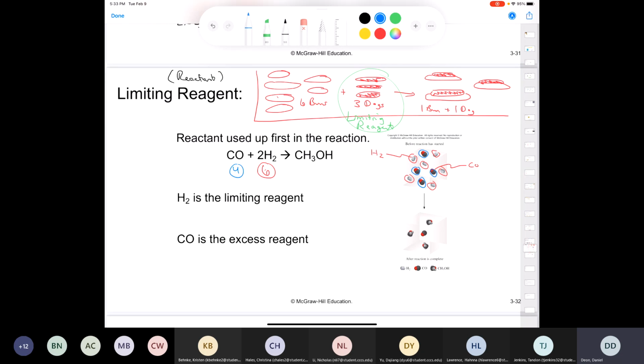But the problem is the ratio isn't 1 to 1 like the buns and the wieners. It's a little more complex. The ratio is 1 to 2. So even though we have more molecules of hydrogen, it is the limiting reactant, because for every 2 H2s, I only consume 1 CO. Let me just draw it over here. If we tally it up, we have a total of 6 H2. Look, we have 2 H2s, and they're going to combine with 1 CO. That's okay.